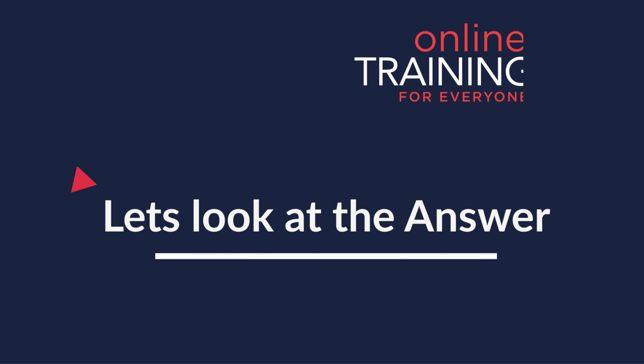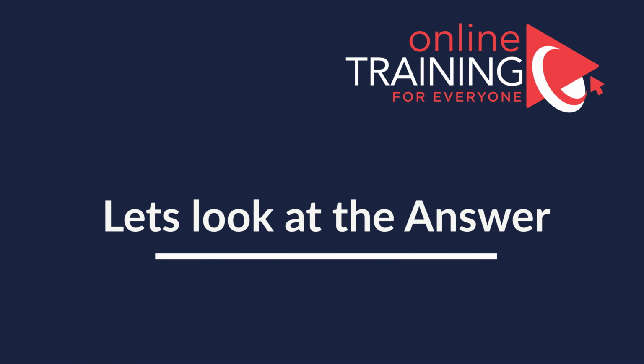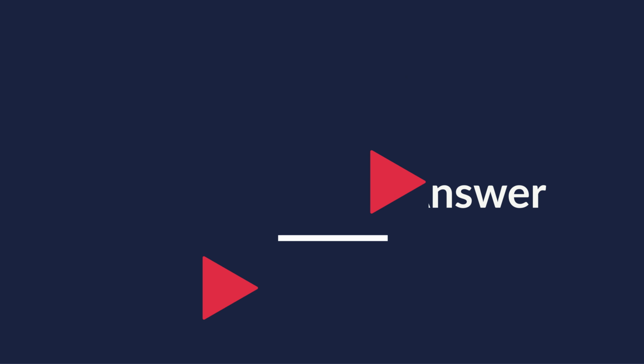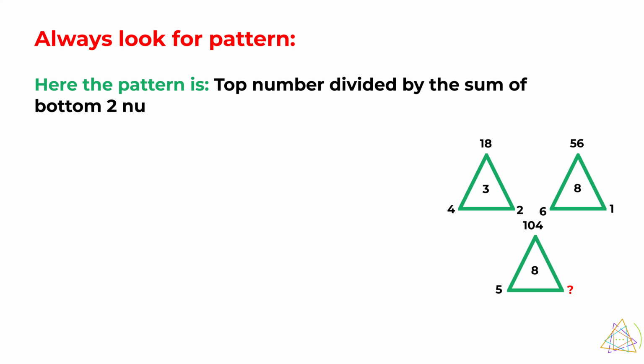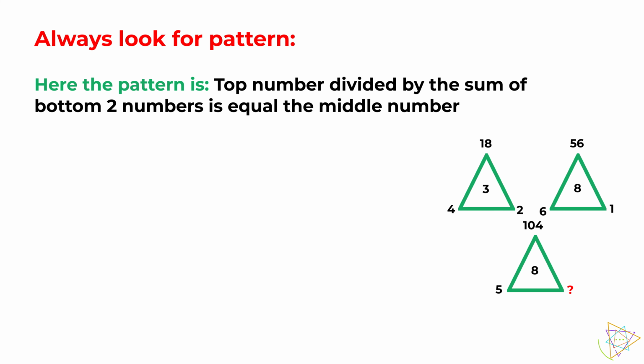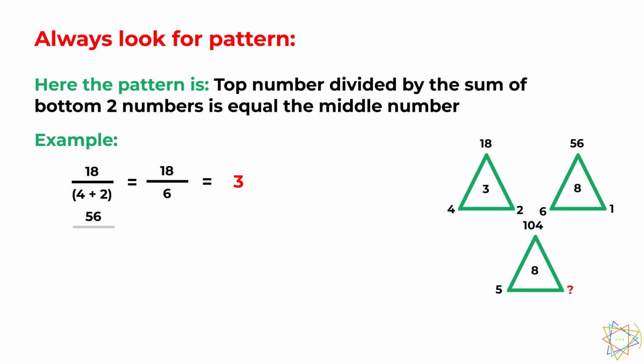As usual, my advice to you, always look for patterns. And in this particular problem, the pattern is that the top number divided by the sum of the bottom 2 numbers is equal to the middle number. Let's look at the example. For example, 18 divided by (4 plus 2) would be equivalent to 18 divided by 6 and would result in 3. 56 divided by the sum of 6 and 1 would be equivalent to 56 divided by 7 and would equal 8.